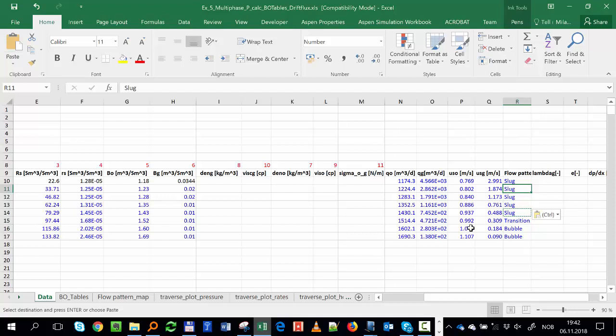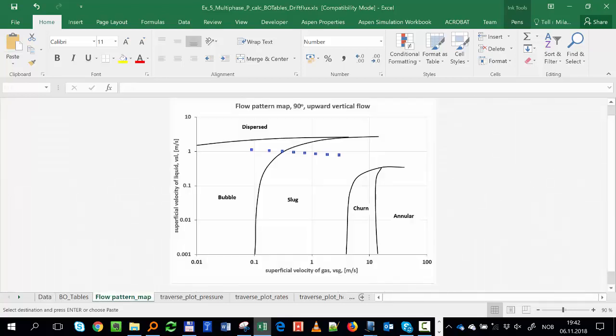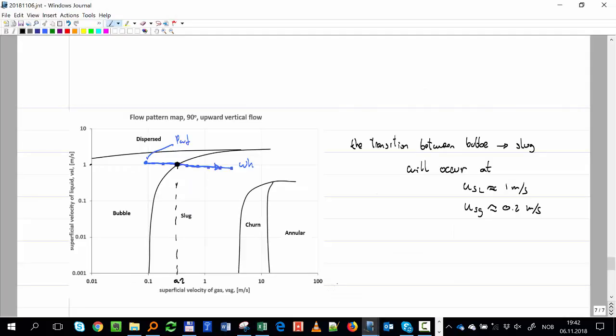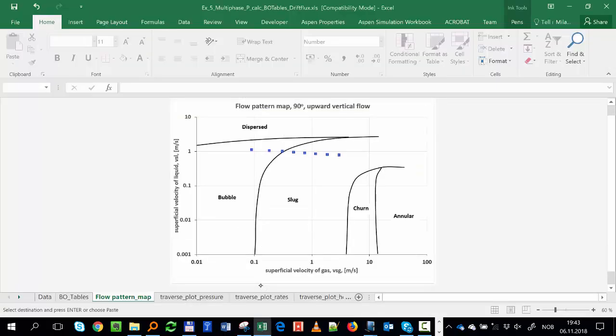So remember the map will change slightly, but the trend will be maintained. Maybe this line will change a bit to the right or to the left, maybe this line will also change, but the shape probably will be maintained. So let me just copy that so we have it.